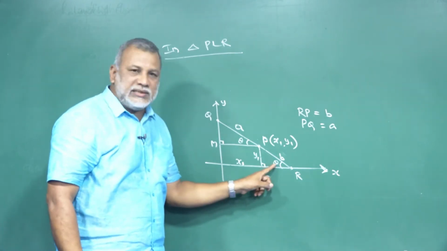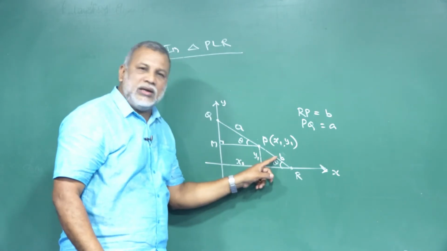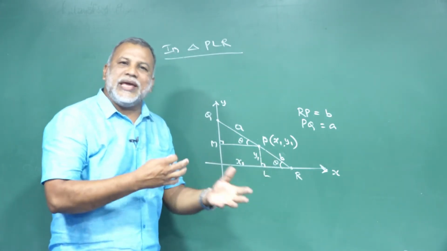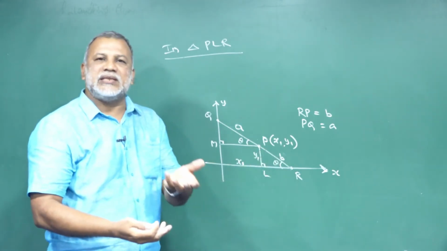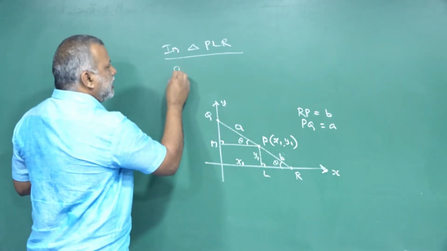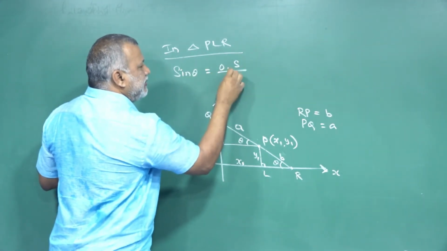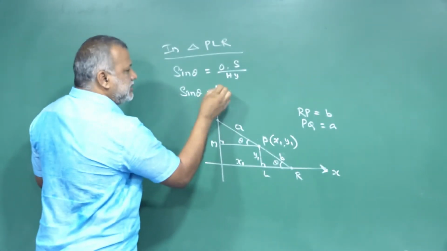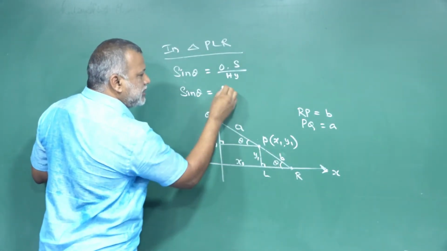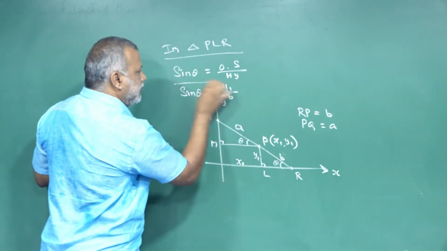So this must be an angle theta. This side is called the opposite side. This is called the hypotenuse. What is the relation between opposite and hypotenuse? We get the sine ratio. Therefore, in general, sine theta equals opposite side divided by hypotenuse. So in this diagram, sine theta is equal to the opposite side, y1, divided by the hypotenuse, b.